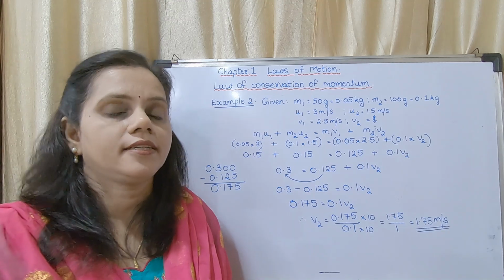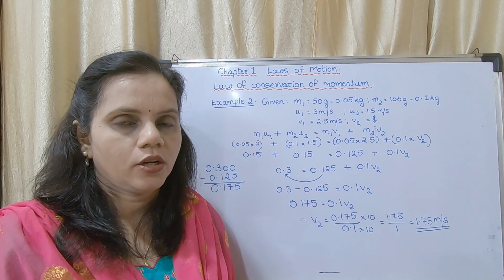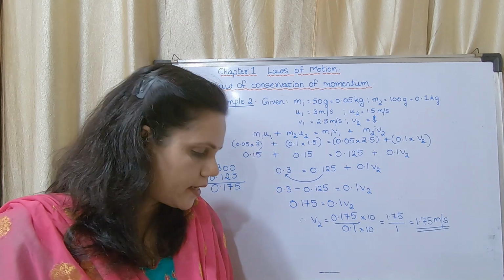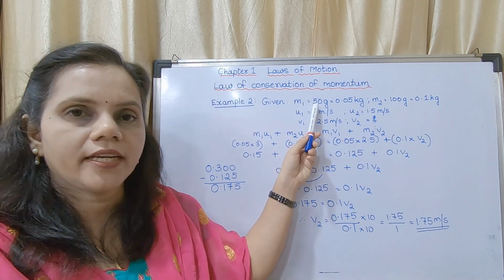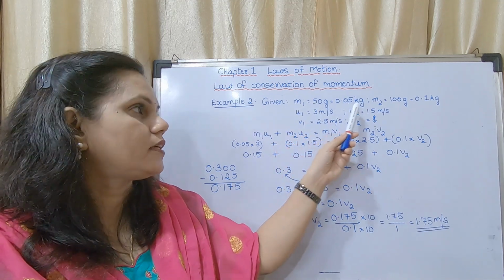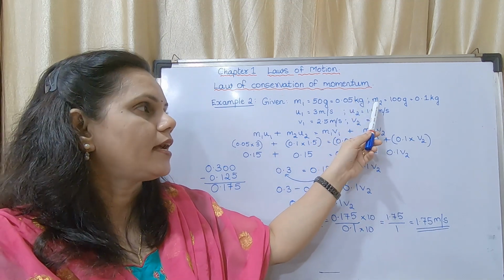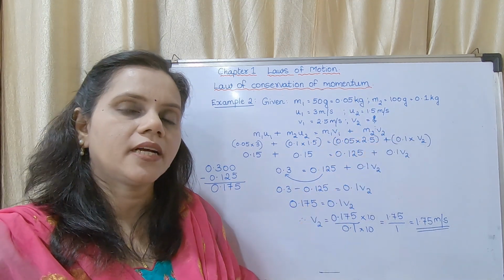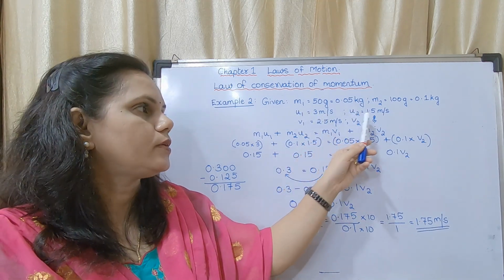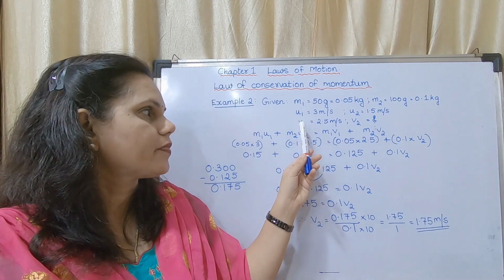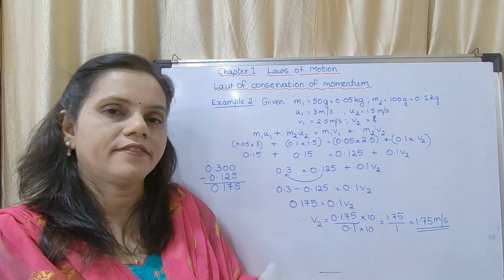This question is asked in some schools, but you should know how to do it. I repeat. Here there are two balls. The mass of the first ball is given as 50 grams, which you convert to kilograms, so it becomes 0.05 kg. m2 is 100 grams, which becomes 0.1 kg. u1 is 3 meter per second, u2 is 1.5 meter per second, v1 is 2.5 meter per second. v2 you have to find out.